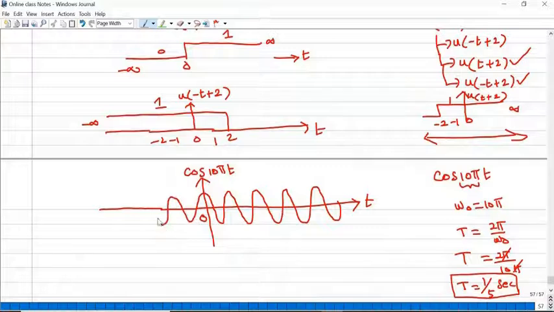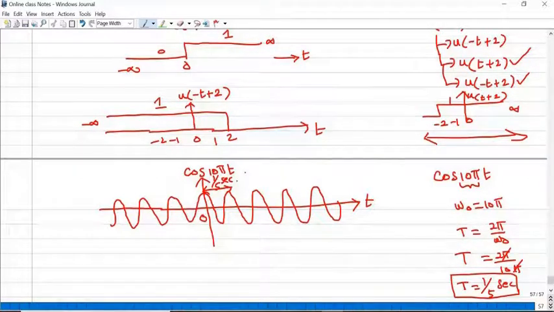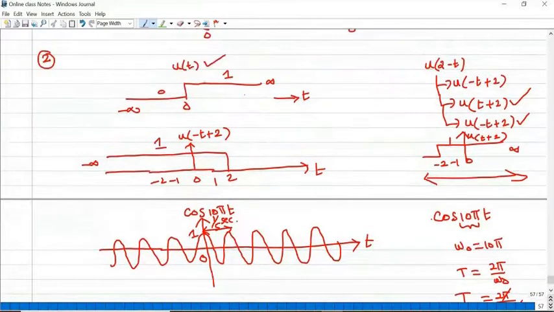Sine signal like this. Okay. So from this particular point to this particular point is 1 by 5 seconds. The magnitude of the signal is 1 because there is no coefficient, so by default it is 1. u of t multiplied with u of minus t plus 2 multiplied with cos 10 pi t.